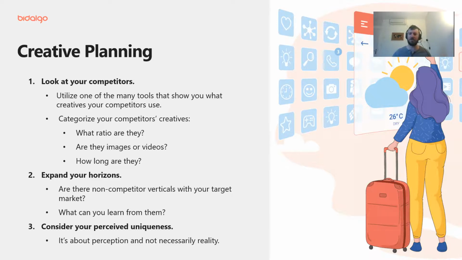Next, also don't just look at your competitors, look at other non-competitor verticals that might be nearby to have your same target market. What can you learn from them? Are they utilizing different things? One of the nice things here is you can often actually sort by impressions and see what's being utilized the most.